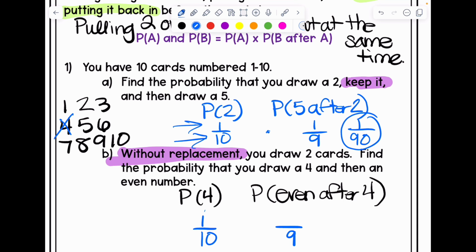And if I look at my number of even cards that I would have left, I'd have a 2, a 6, an 8, and a 10. So I'd have a 4 out of 9 chance there. Okay, and we're going to multiply. So I'll get 4/90ths. That fraction can be simplified, and I know that because 4 and 90 are both even numbers. So I can divide these both by 2 and get 2/45. So I have a 2 out of 45 chance of drawing a 4, keeping it or without replacing it, and then getting an even number after that.